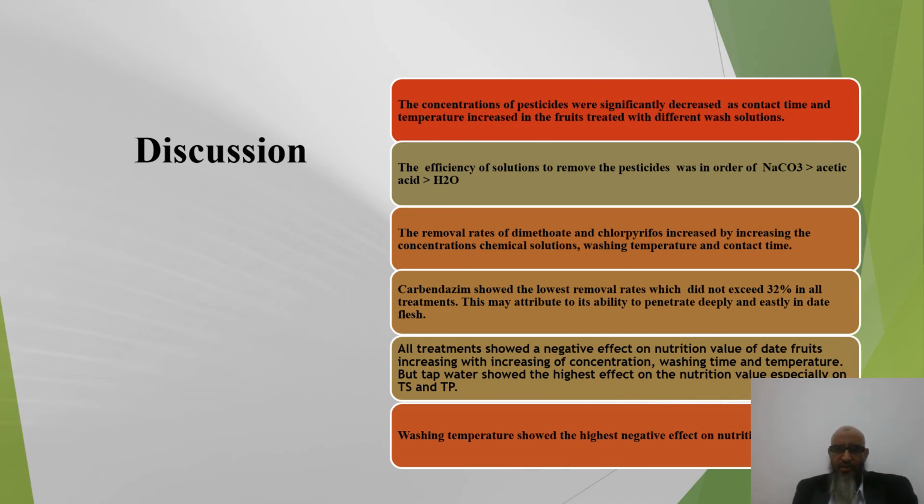Discussion: the concentration of pesticides was significantly decreased as contact time and temperature increased. The efficiency of solutions to remove pesticides was in the order of sodium bicarbonate, acetic acid, and water. Removal rates of dimethoate and chlorpyrifos increased with increasing concentration of chemical solutions, washing temperature, and contact time. Carbendazim showed the lowest removal rates, which didn't exceed 32% in all treatments. This may be attributed to its ability to penetrate deeply and easily into date flesh.